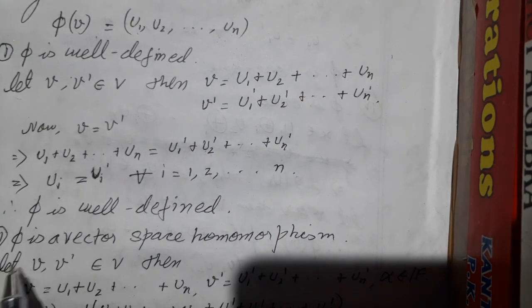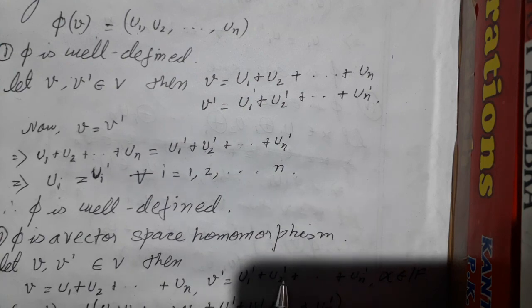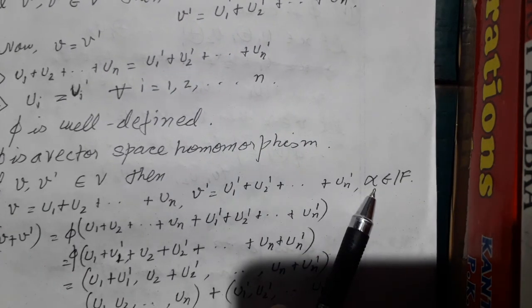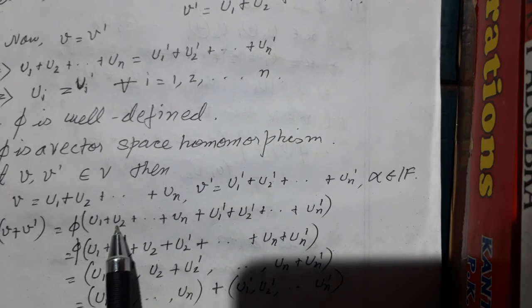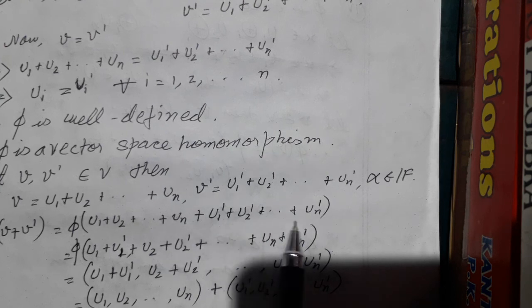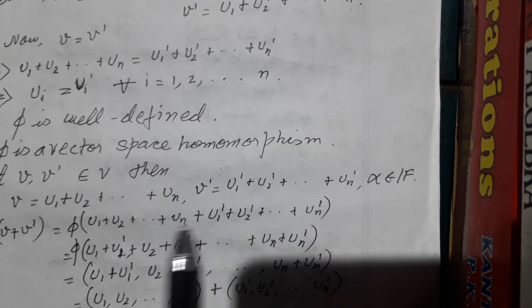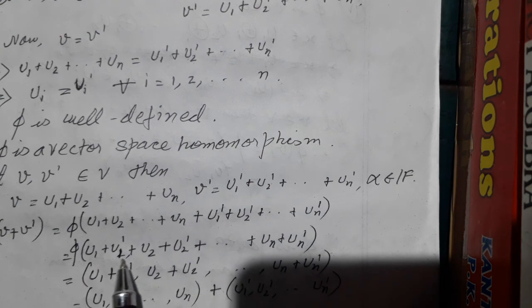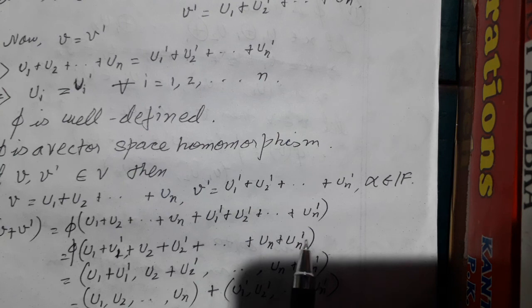Now next we want to show phi is a vector space homomorphism. So I'll take two elements from V. The element looks like this, and I take one scalar from the field. So phi of V plus V bar. We have V is this, V bar is this, but it is an abelian group under addition, so we can interchange. So we have U1 plus U1 dash, U2 plus U2 dash, and so on till Un plus Un dash.